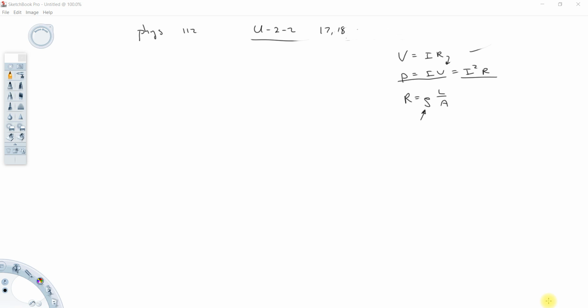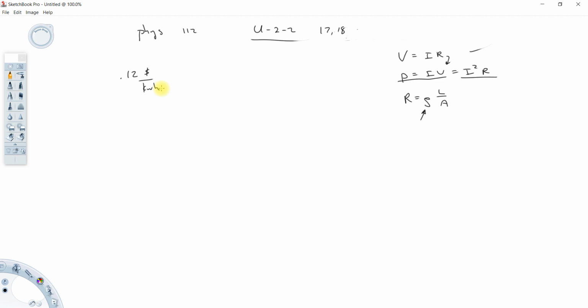We're going to discuss problems 17 and 18 in your Unit 2, homework number 2 here. So 17 is about electrical energy costs, and there's a number given, 0.12 dollars per kilowatt hour, right? That's the rate at which a power company would charge you for your electrical usage.